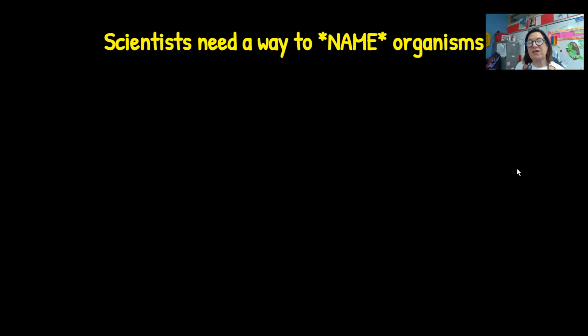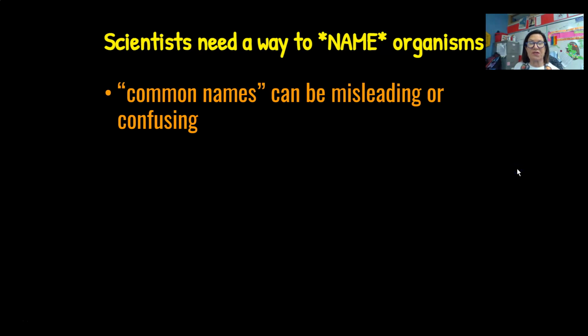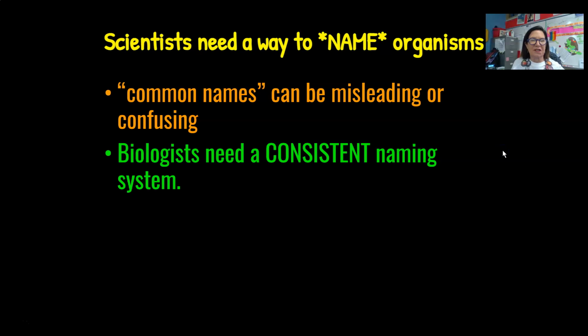So scientists also need a way to name organisms. And common names, really, they're misleading. There are 100 things called the same thing. And biologists are like, we need a consistent name, right? Something that when I say this, everyone in the country knows what I'm talking about. So I'm not talking about the common name in different languages, because they're obviously all different, right? So they want a scientific name.